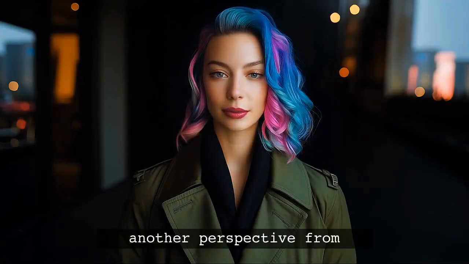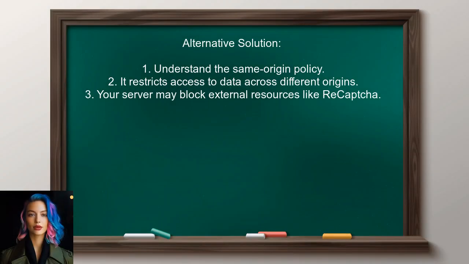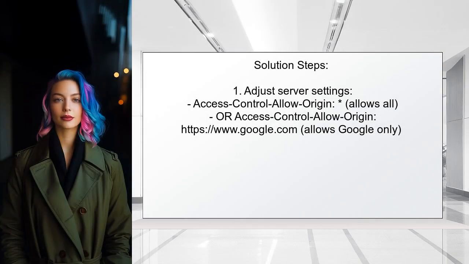Let's check out another perspective from a different user. An alternative solution highlights the importance of the same origin policy in web security. This policy restricts scripts from accessing data across different origins. The user suggests that the issue may arise because your server is blocking external resources like ReCaptcha. To resolve this, you can adjust your server's settings. You can allow any resource to access your server by setting access control allow origin to a wildcard, or specifically allow Google by setting it to https://*.google.com.